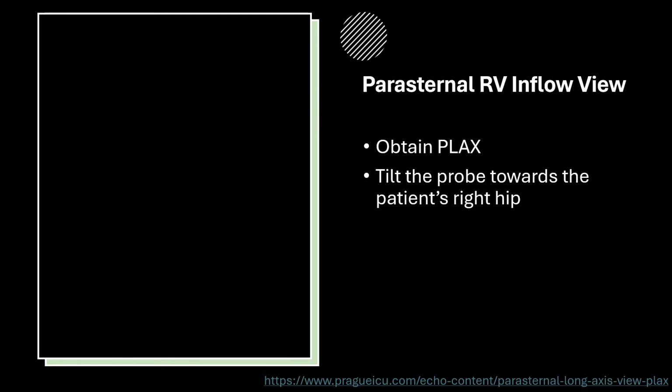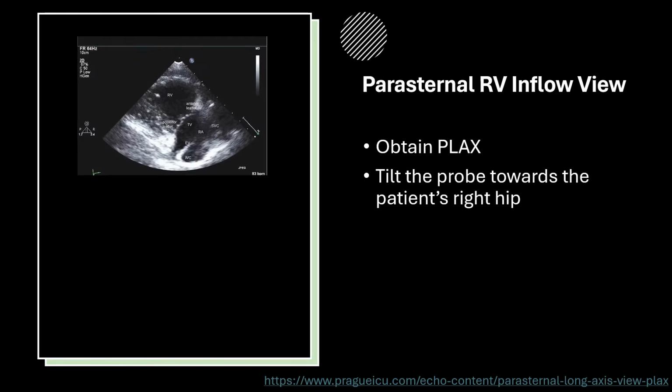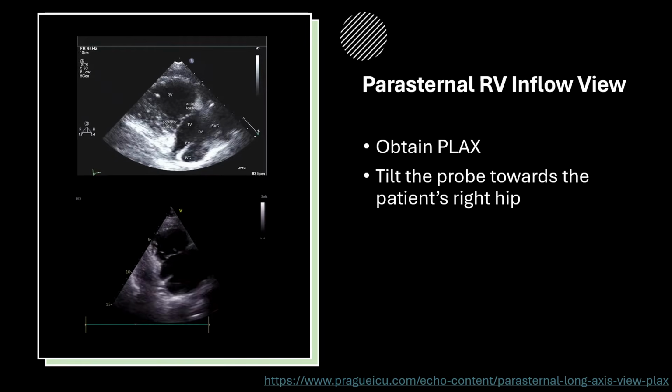So let's talk about parasternal right ventricular inflow view. In order to image this view, first obtain the standard parasternal long axis view, and then tilt the probe towards the patient's right hip. On the top left of the screen, you see a frozen image of a parasternal right ventricular inflow view. And on the bottom left, you see a video clip demonstrating the same.